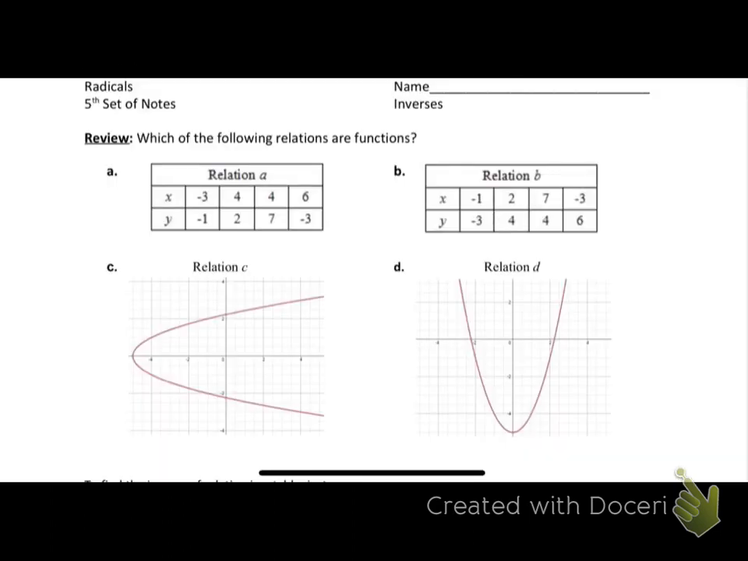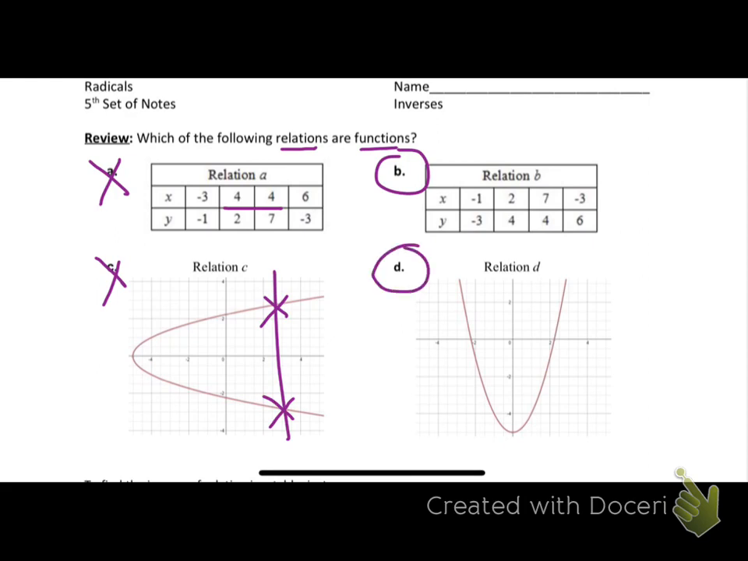At the beginning of the notes, it has a review, and it says which of the following relations are functions. The rule for looking at graphs is that a graph has to pass the vertical line test. If you're looking at a table, each x value can have only one y value. So when you're looking at this problem, letter A is not a function because the 4's repeat. Letter B is a function. Letter C would not be a function because if I draw a vertical line, it will be crossing twice. But letter D will only pass one time, which is a function.